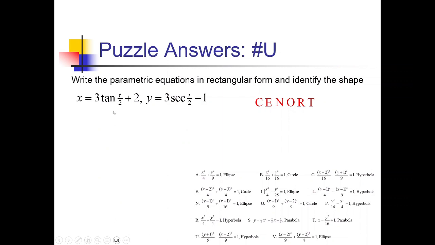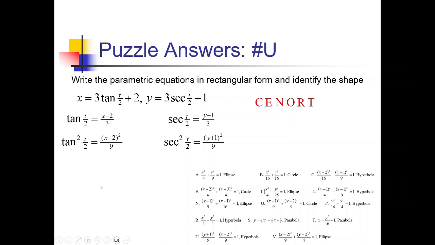For problem U, since I have trig functions, let's isolate and square those. Working on the first one, we can subtract 2 and divide by 3. So we have tan equals x minus 2 over 3. Squaring that gives me tan squared equals x minus 2 squared over 9. Now over to the other equation, I'm going to add 1 and divide by 3. So we have y plus 1 over 3. Squaring everything there, we have secant squared equals y plus 1 squared over 9.